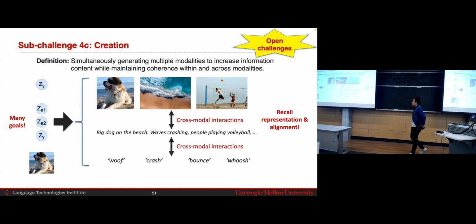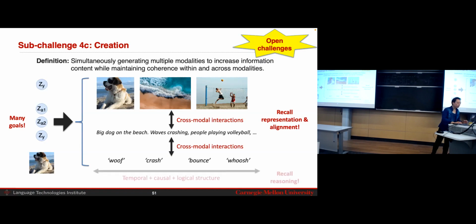And again, just like all other challenges, one big challenge of creation is maintaining that the cross-modal interactions are coherent with each other. Whatever you're generating in image space should be aligned with what you're generating in text space, and should be aligned with what you're generating in audio space. So alignment is important here.